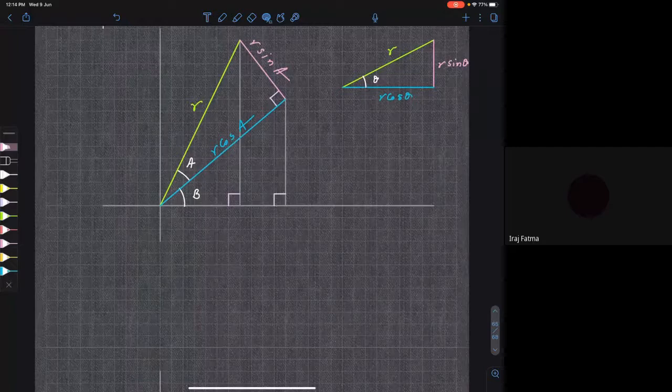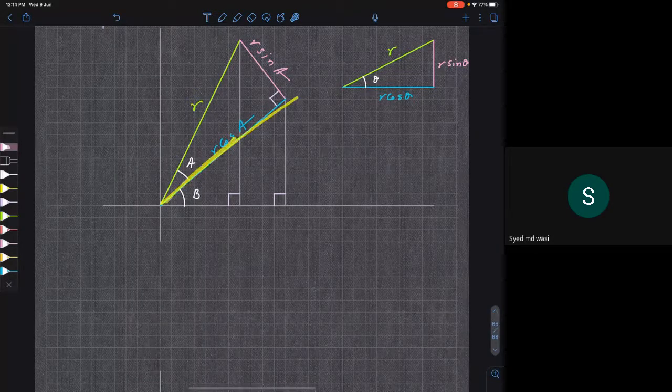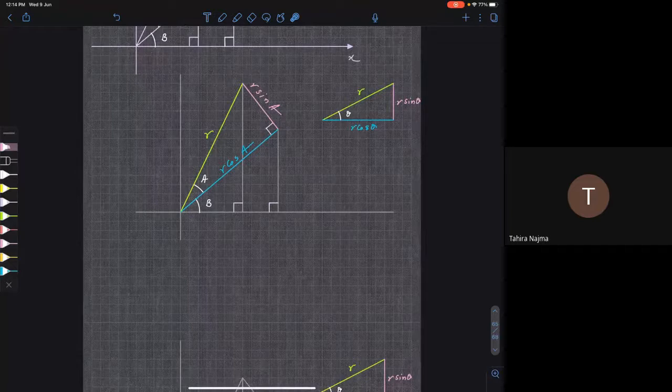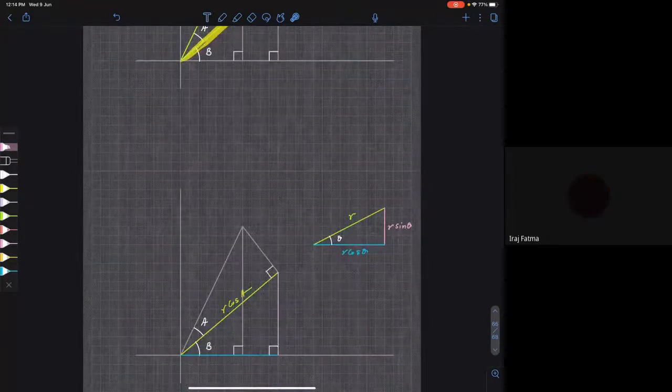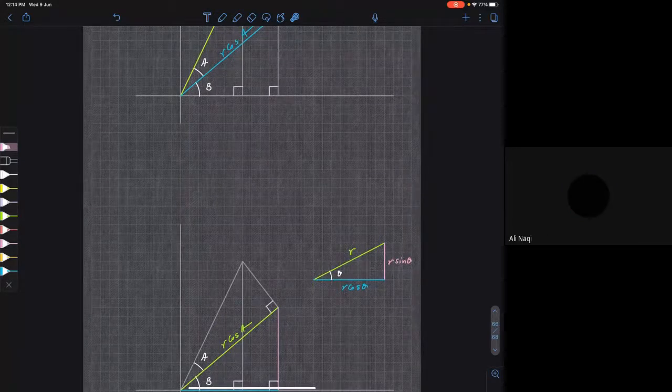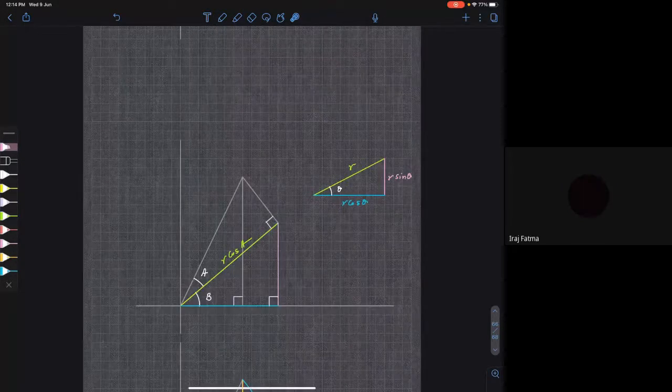Now we have seen that this side is R cos A, right? Yes, sir. So that same side we are taking here because we have done until there. We found out this side already. R cos A, cos B. Very good.